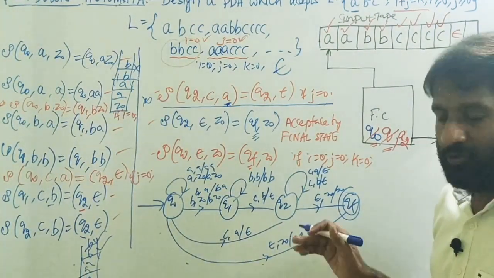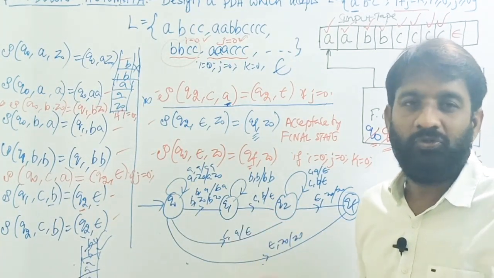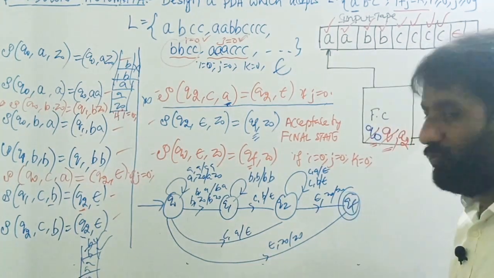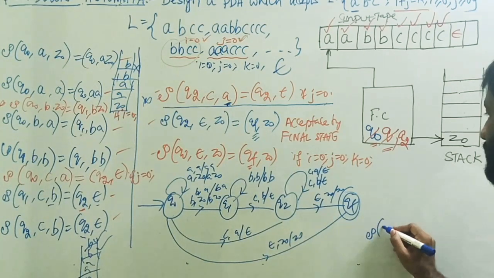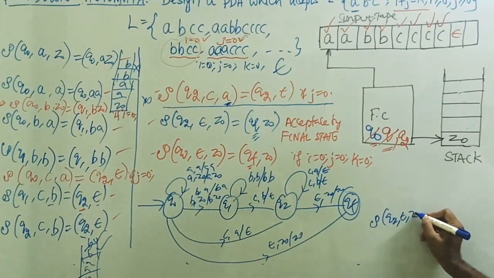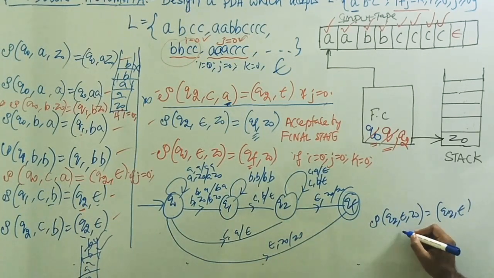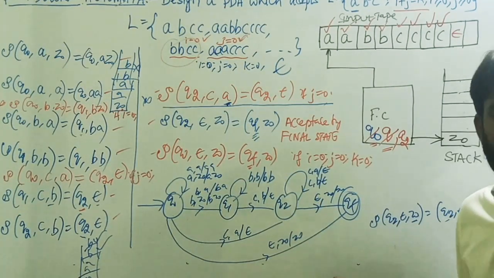Okay, so if you want to make this design of pushdown automata suitable for language acceptance by empty stack, we have to add one transition, that is the transition of Q2, epsilon, Z0 equals Q2, epsilon. So remove the top of the stack Z0, remaining on the same state Q2. So we can call it acceptance by empty stack.